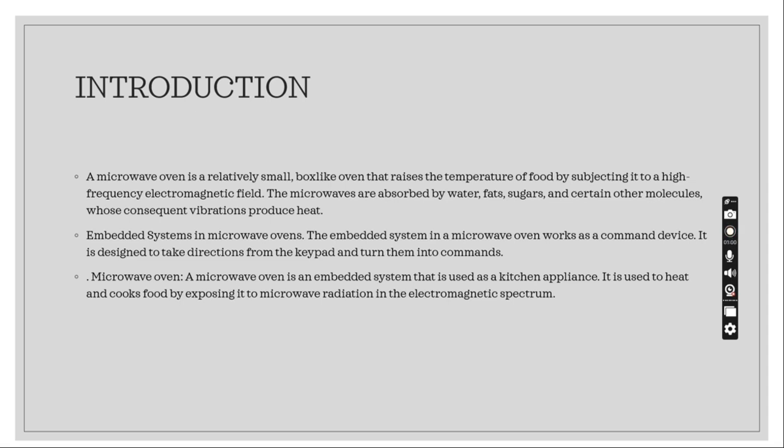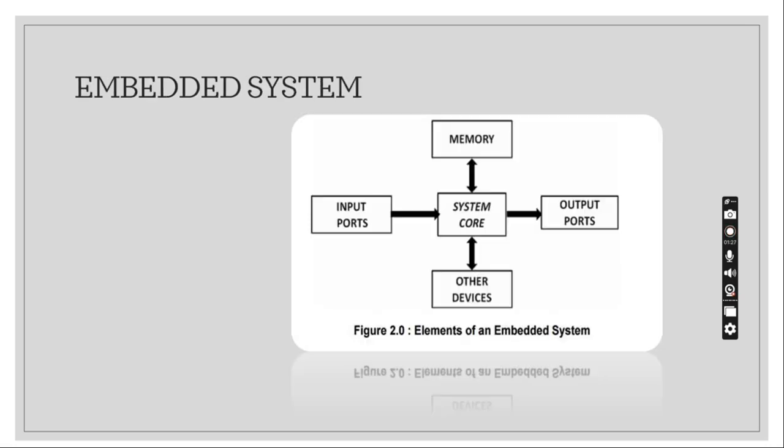Embedded system in microwave ovens. The embedded system in a microwave oven works as a command device. It is designed to take directions from the keypad and turn them into commands. A microwave oven is an embedded system that is used as a kitchen appliance. It is used to heat and cook food by exposing it to microwave radiation in the electromagnetic spectrum.